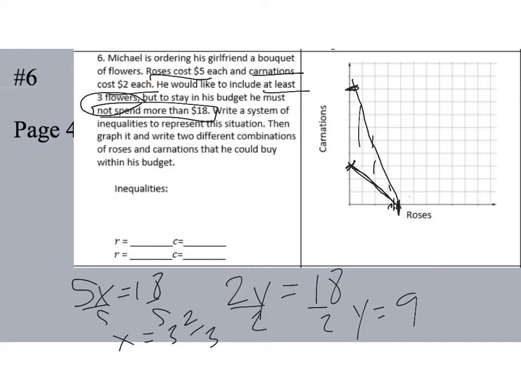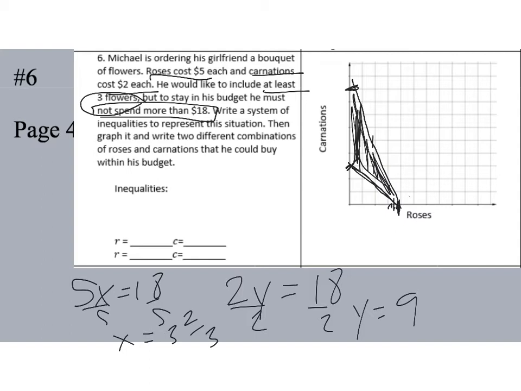So what we do is shade in between here, where this shows the amount of money that's under $18, but also more than the 3 flowers. Okay, so hopefully your shading looks a little bit nicer than mine.